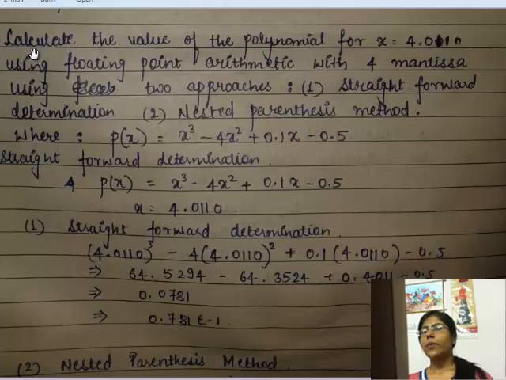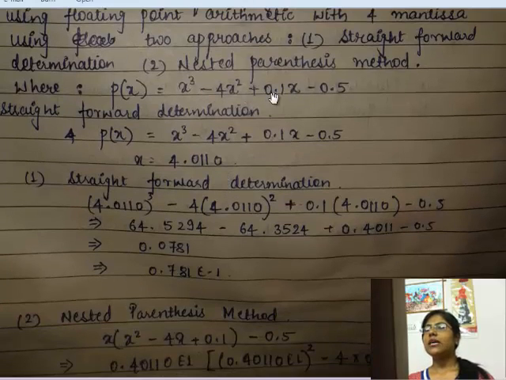Now heading for the next question, we need to calculate the value of the polynomial for x equals 4.0110 using floating point arithmetic with 4 mantissa digits using two approaches. One is the straightforward determination and the second is the nested parenthesis method. So this is the polynomial that has been given to us: x cube minus 4x square plus 0.1x minus 0.5. Using the straightforward determination, we just substitute the value of x in the given polynomial, and thus we get the value as 0.781e-1.